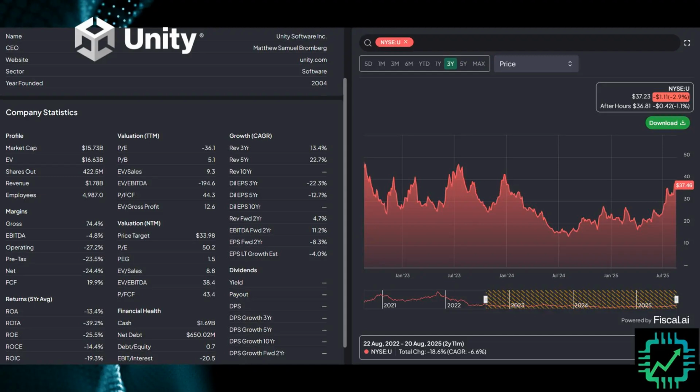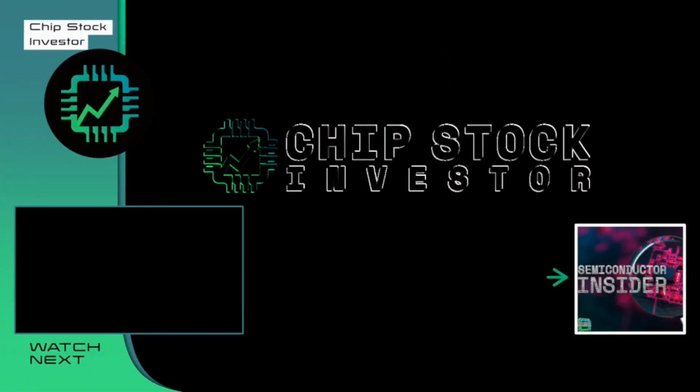I like that line. To put it another way, we could definitely foresee a sizable correction in Unity stock at some point to get the valuation more rationalized with what's actually happening with the business.